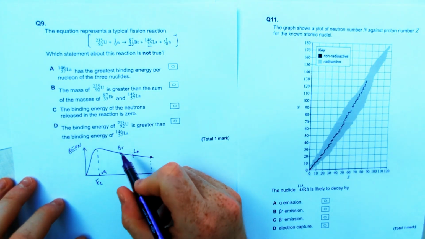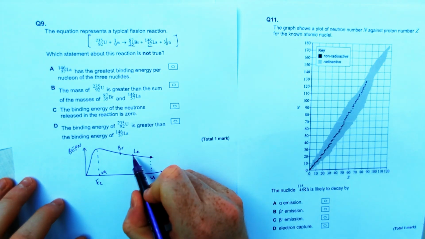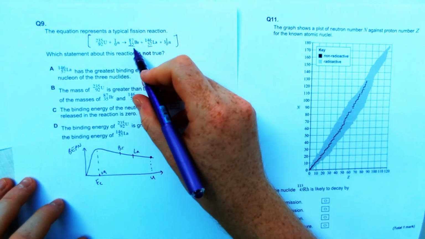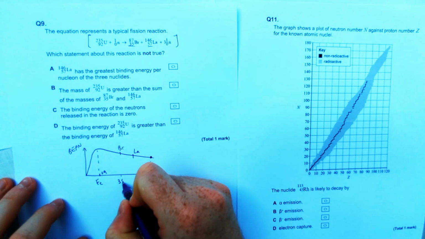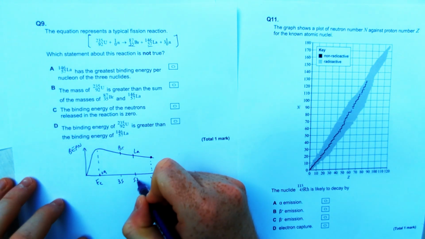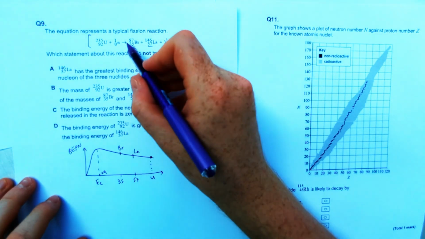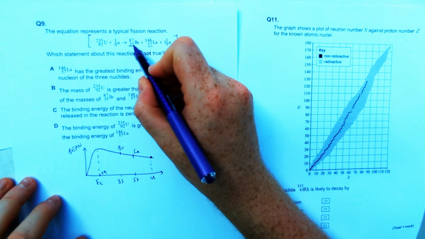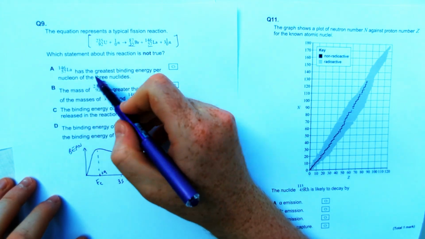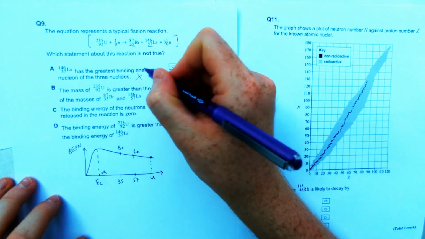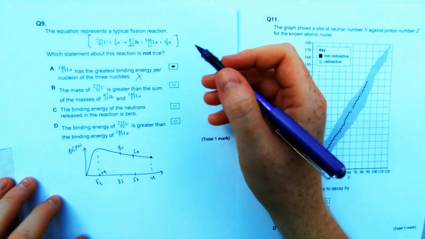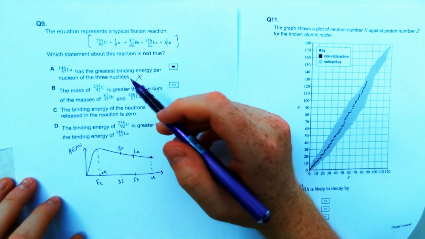I know it's not to scale, but hopefully we can see that, if we read this graph carefully, this one has a lower atomic number, 35 versus this one, 57. So this one is going to have a greater binding energy than this one. That disproves statement A. So already we know statement A is not true. Let's go through some of the other ones, though, because it's good revision anyway.